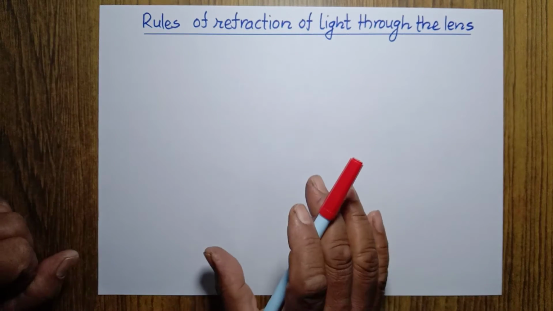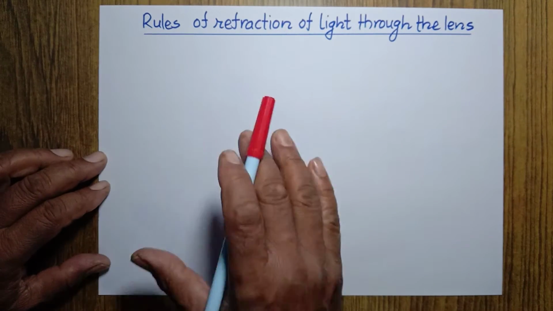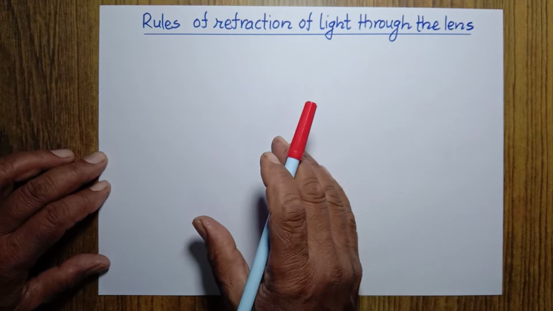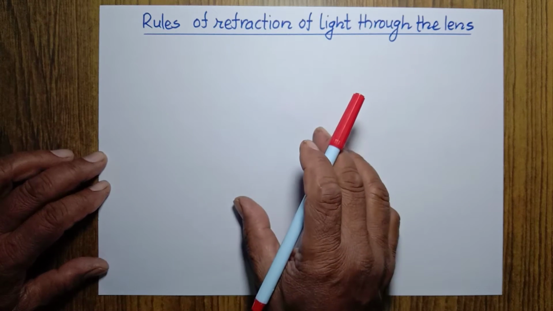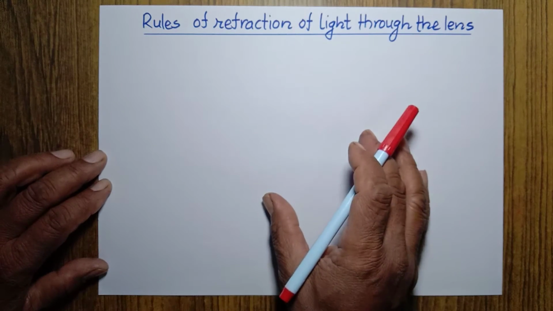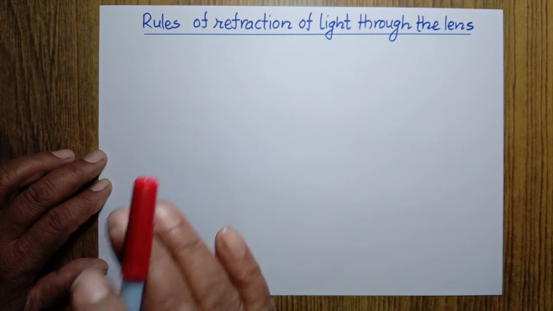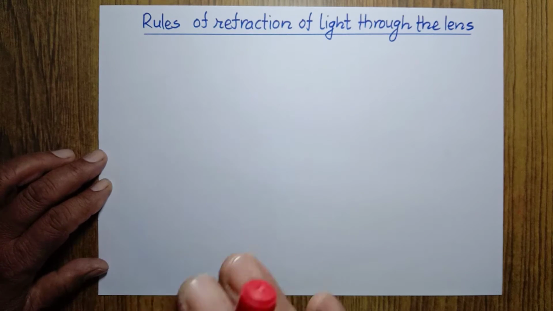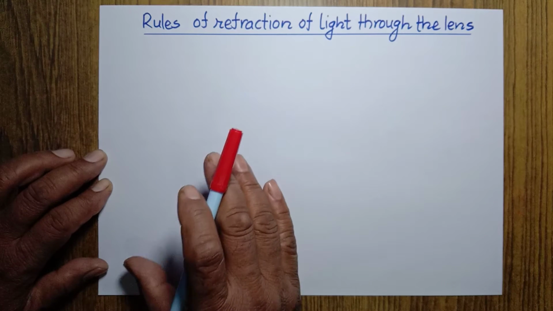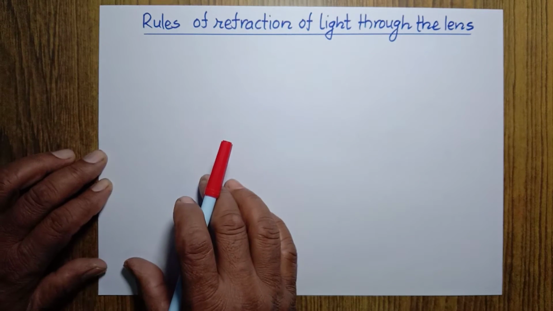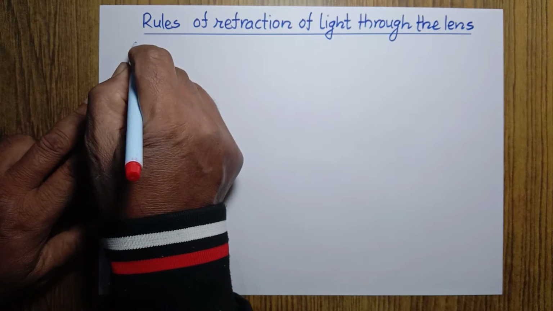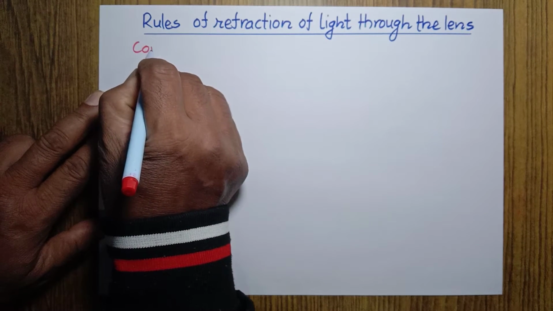This class is focused on the rules of refraction of light through the lens. As we know, there are two types of lenses: one is convex lens and another is concave lens. Now our concern is how light refracts through a convex lens and how it refracts through a concave lens. Let's start. Well, first we are talking about convex lens.